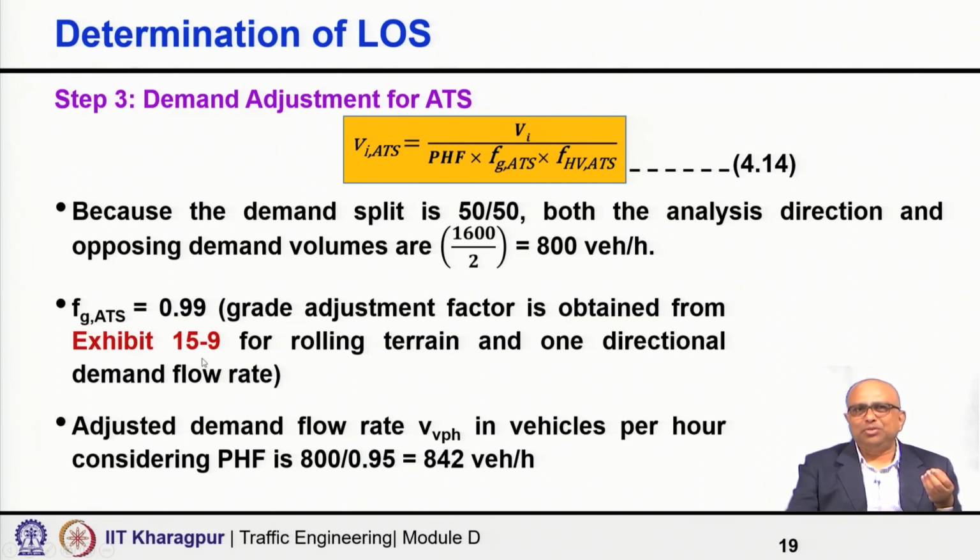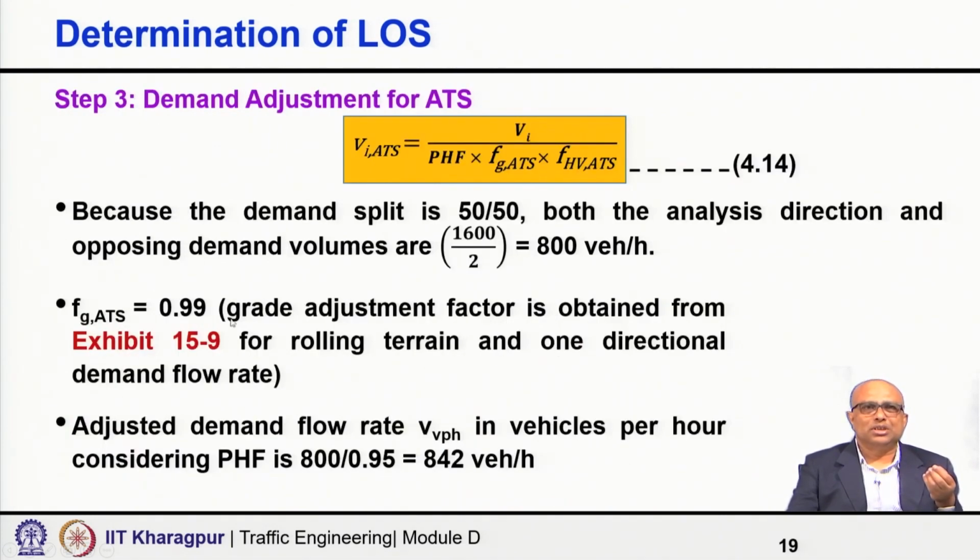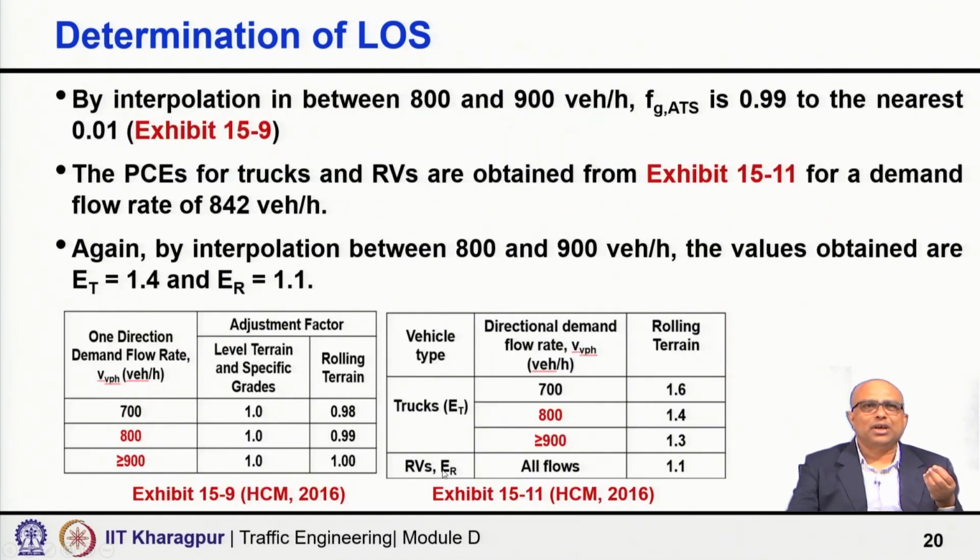So, in Exhibit 15.9 we need to enter this value 842, not 800. For 800 in rolling terrain it is given as 0.99, and 0.01 for the next. So, we round it to the nearest 0.1 and take the value of 0.99 only, which is given here. Now, the other correction is the heavy vehicle adjustment factor.